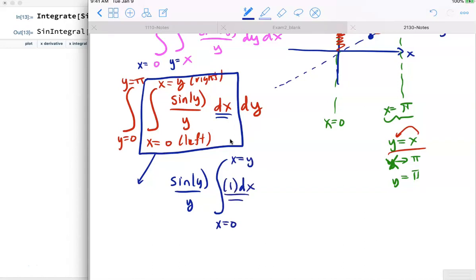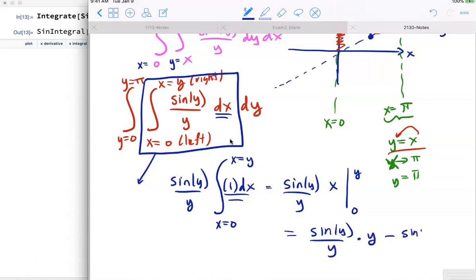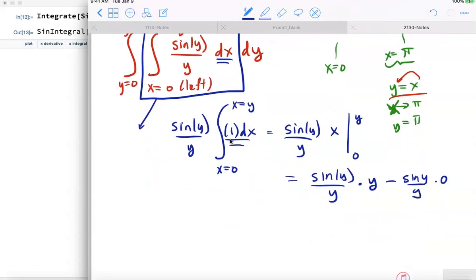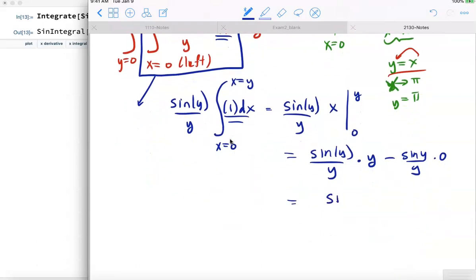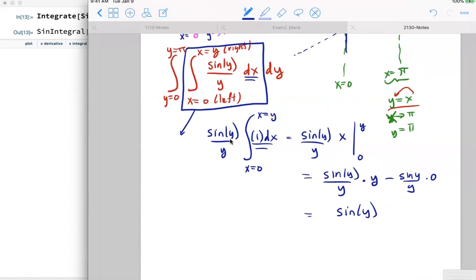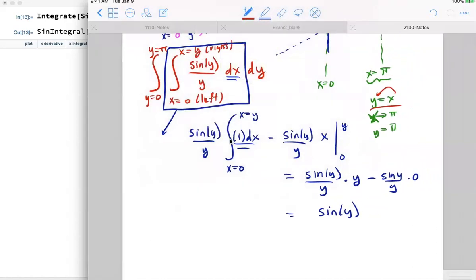And now we're just integrating 1 dx, which is equal to x evaluated from 0 to y, and so we'll get sine of y over y multiplied by y minus sine of y divided by y times 0, which is just equal to sine of y. And now that we're able to get past that first integral, we can now do y is equal to 0 up to y is equal to pi of sine of y, and then integrate with respect to y.